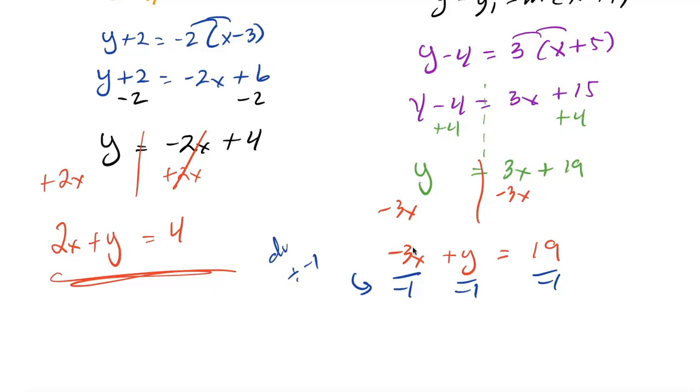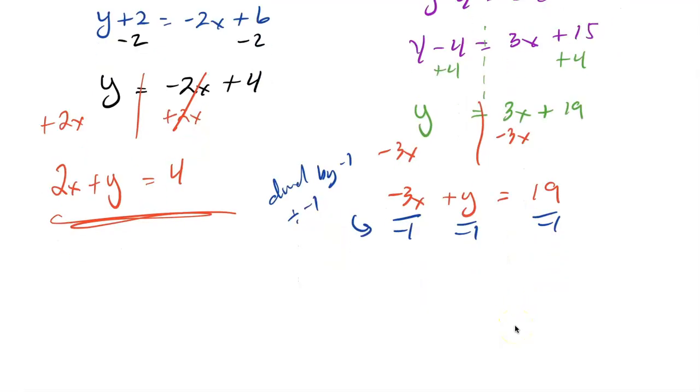So divide by -1. So we're going to divide everything by -1. As long as you do it to everything, you're fine. So 3x divided by -1 is positive 3x, negative y, and -19. So now that's in standard form. Remember, standard form does want the leading coefficient to be positive. So if I have a negative, change all the signs. If you do it to every single thing, you're fine. But there you go.